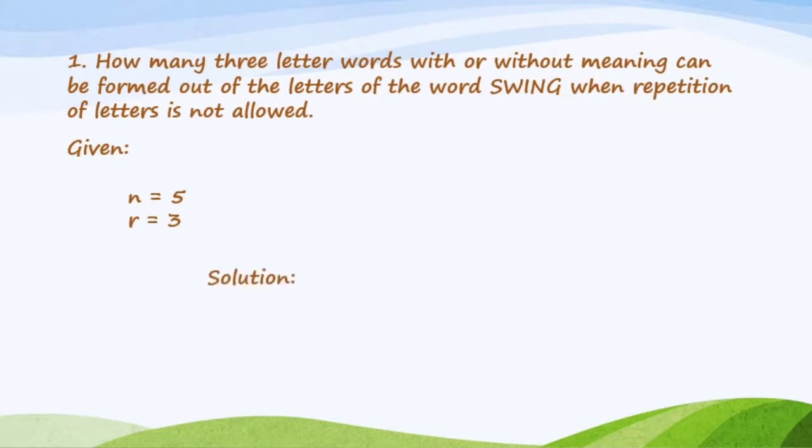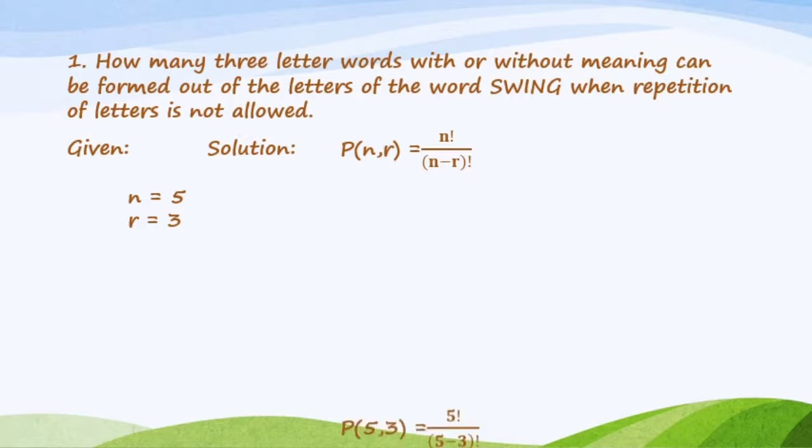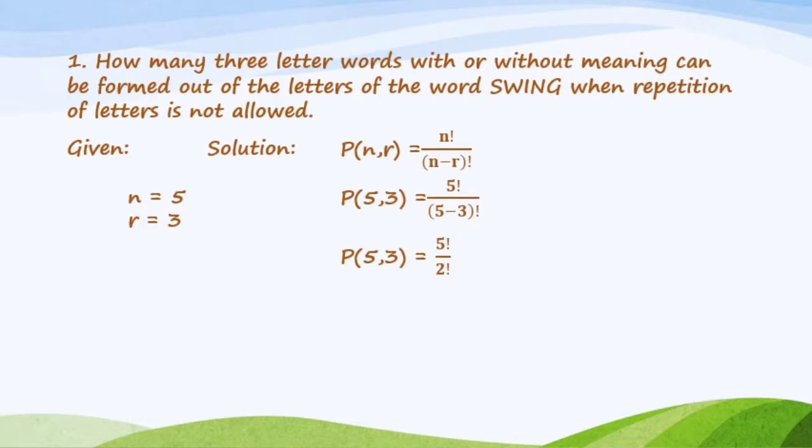So to solve the problem, we use the formula of permutation: P(n, r) equals n factorial divided by the quantity of n minus r factorial. And then substitute what are the given. P(5, 3) is equal to 5 factorial divided by 5 minus 3 factorial. Then evaluate. 5 minus 3 factorial is 2 factorial.